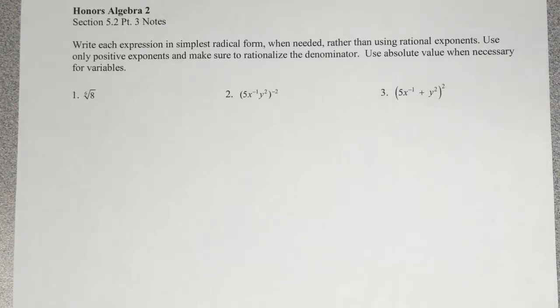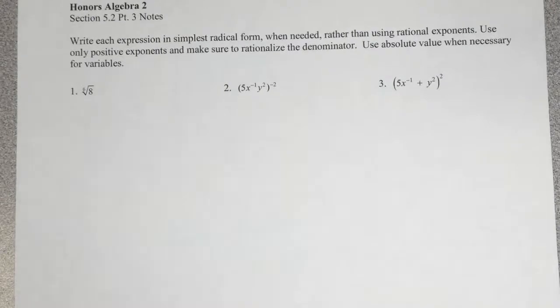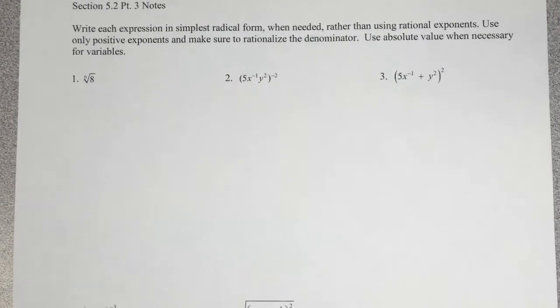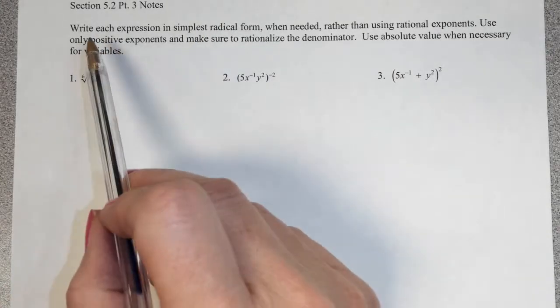Okay, so this is our third day of working on section 5.2. The reason we spend so much time on it is because it's so important to future math success. You have to know how to simplify values, and you've got to get common denominators, and you have to make sure that you write rational exponents in the simplest radical form. Those are all important skills to have.